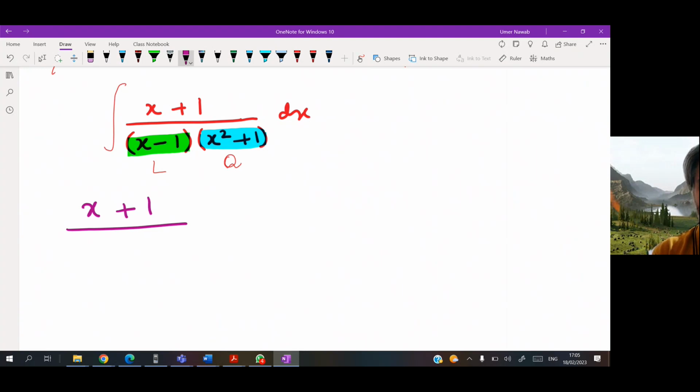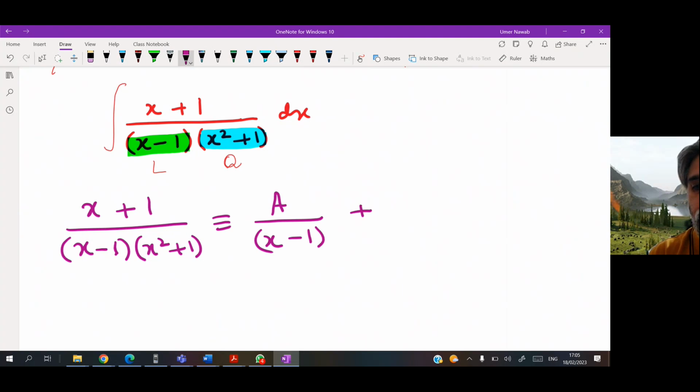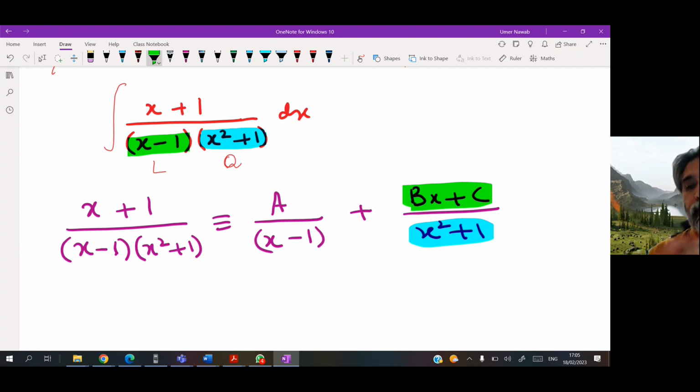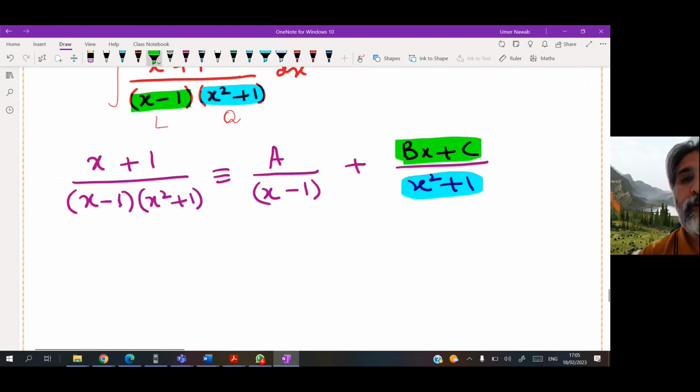How to write the partial fraction for this? x plus 1. Your teacher must have taught you. That is A over x minus 1 plus Bx plus C over x squared plus 1. This is the difference: you have a quadratic factor, so you need to write a linear factor on the top. Now, as per the rule, you can get A directly.